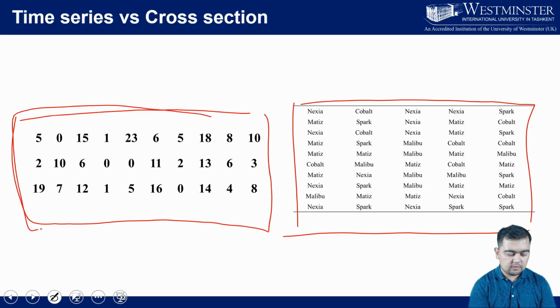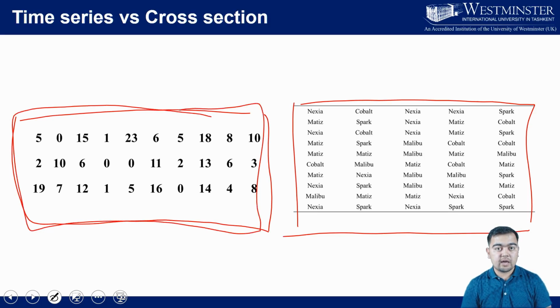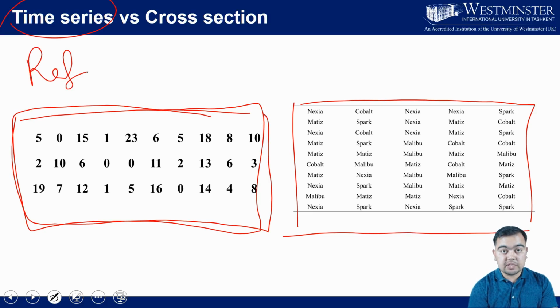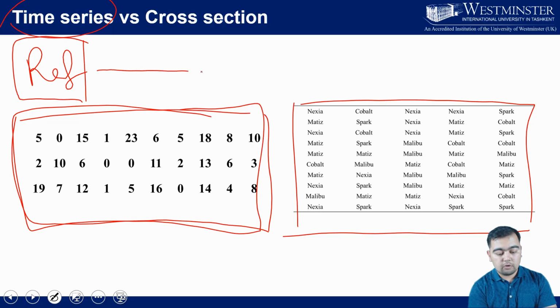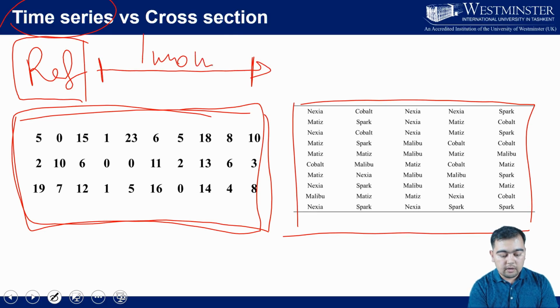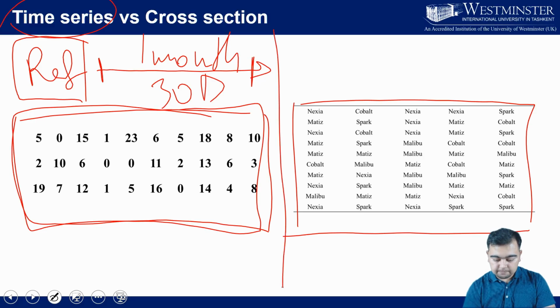In the first data set, we have time series data. We call it a time series. Why? Because we have only one variable, and that variable is basically our refrigerators, yes? And this particular variable is being observed over a certain time period, which is basically 1 month or 30 days. Yes?